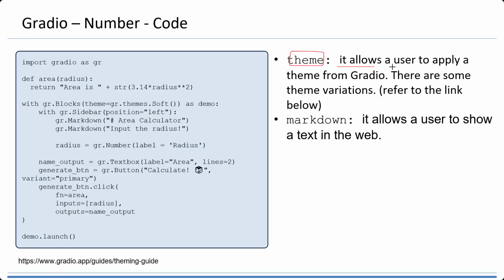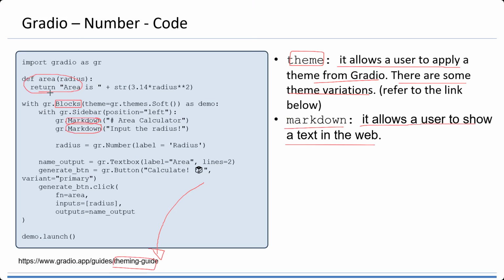So theme allows a user to apply a theme from Gradio. There are some theme variations, so you can take a look at this one. There are some theming types. And we are using Markdown. Markdown allows a user to show a text in the web. Here we have Markdown. And before we deal with the Markdown, you need to define blocks.